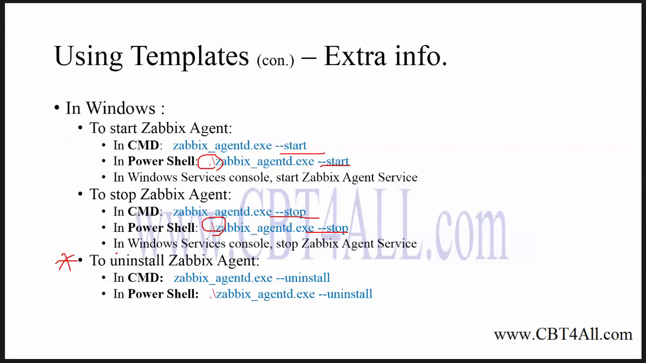So for example, if you want to restart the service, you can use the Microsoft Service Console, but here you have to use the command for uninstalling. So this is the command for uninstalling by using command prompt, and this is the command if you want to use PowerShell.